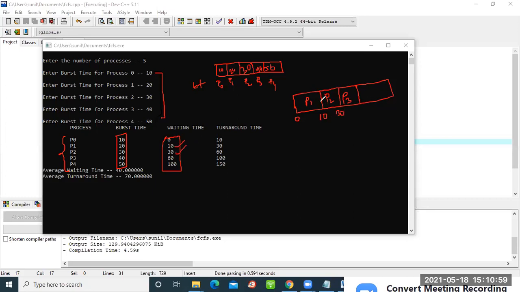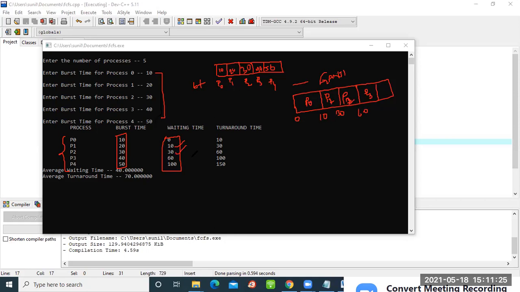Okay. This is what we made in the morning class, the Gantt chart. Do you remember? In the morning class we explained how to draw the Gantt chart. This is the Gantt chart for this process. Sorry, this is P0, P1, this is P2. Now there is P3. So how long will P2 run? The burst time of P2 is 30, so it will be 60.